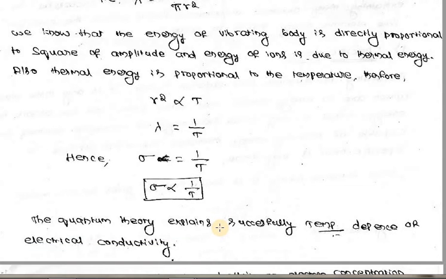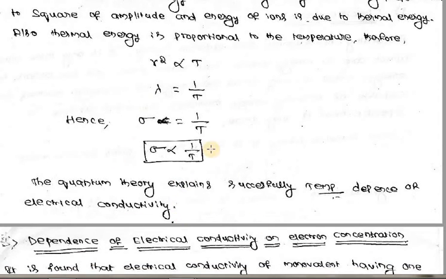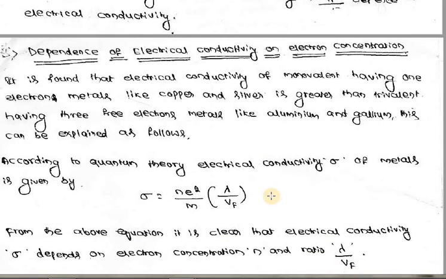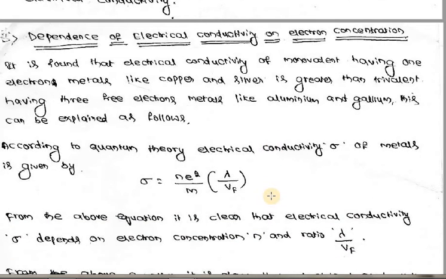So the experimental value is also the same: sigma is inversely proportional to temperature. So it is exactly matching with the experimental value. Got it? So quantum theory successfully explained the concept of electrical conductivity, that is, the dependence of electrical conductivity on temperature. Now go for the last one, dependence of electrical conductivity on electron concentration.